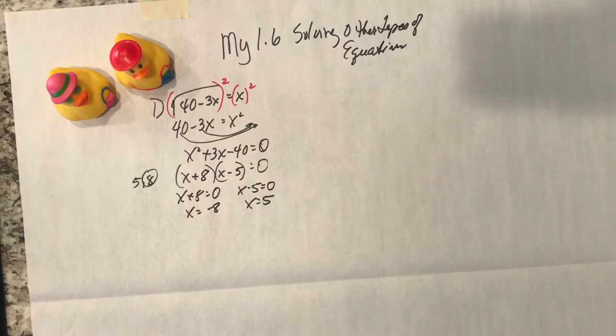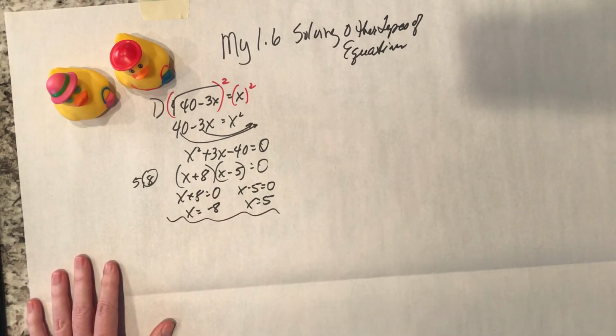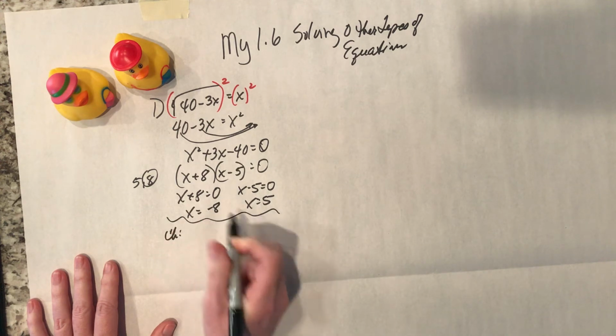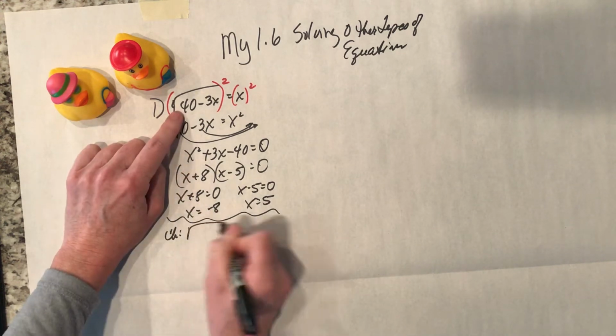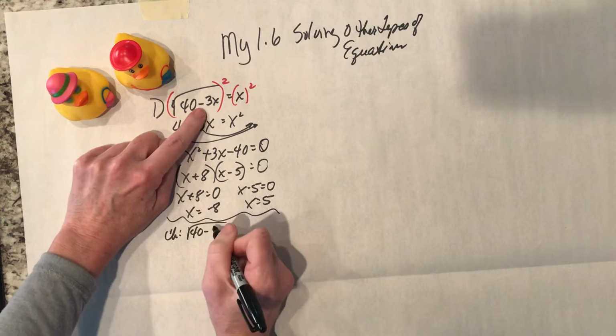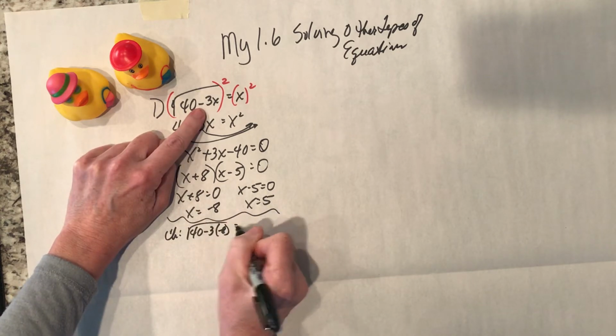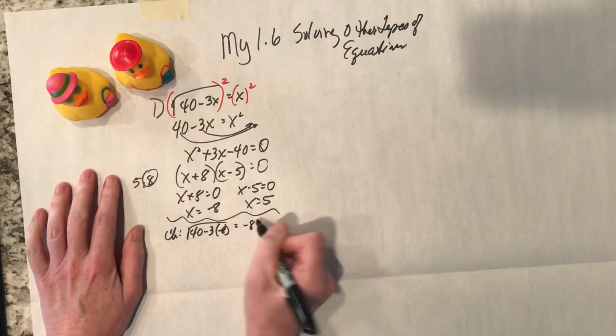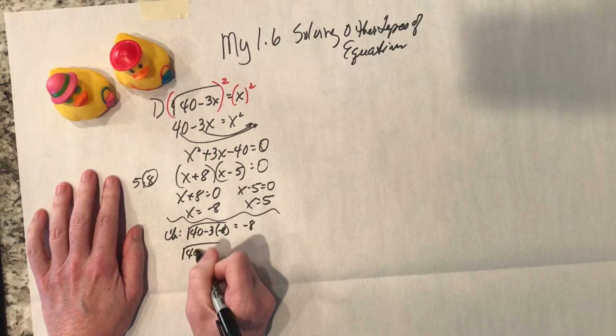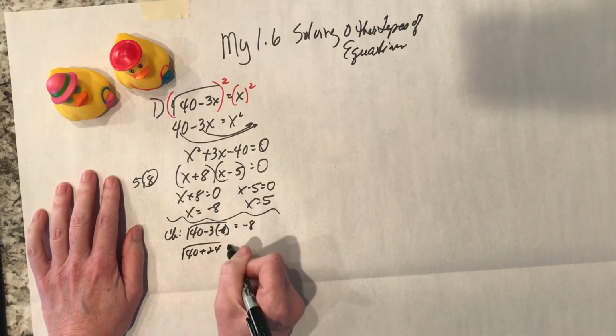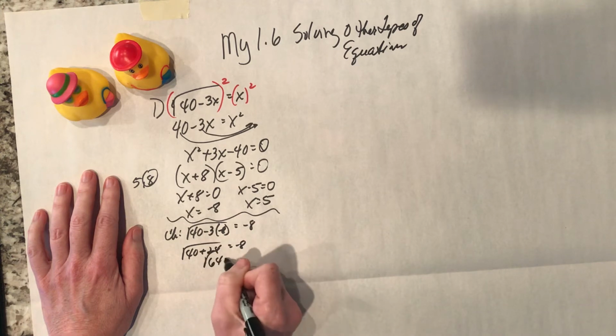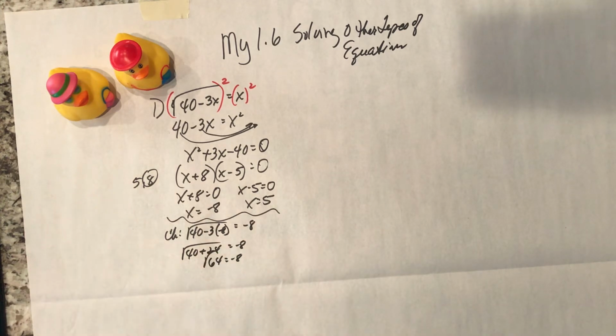And then because this is a problem that starts out with a radical, you have to check both answers. Sometimes both will work, sometimes they won't. So let's try the negative 8 first. Square root of 40 minus 3 times negative 8 equals x, and x is negative 8. So this is 40 plus 24. Square root of 64 equals negative 8. No, square root of 64, we only take the principal root, and so that would be a positive 8, not a negative 8. So that number didn't work.